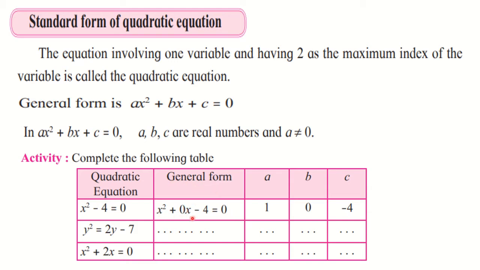Now by using this general form, we have to compare with our standard form or general form, that is ax square plus bx plus c. So if you compare these with this form, what you will get? A is equal to 1. I told you so many times that whenever no number is seen in front of a variable, 1 is present there. So here A is 1, B is 0 and C is minus 4.